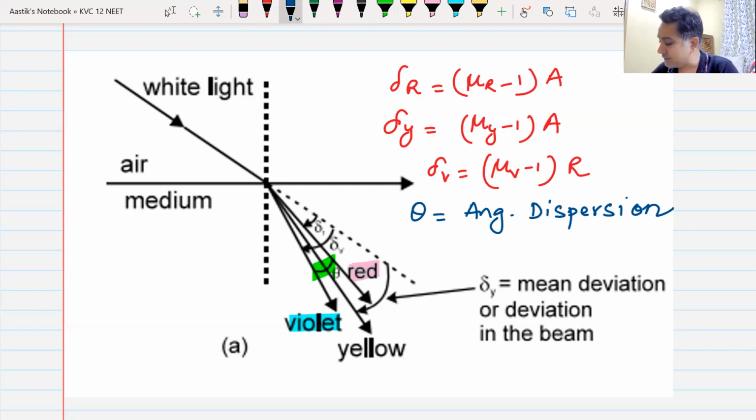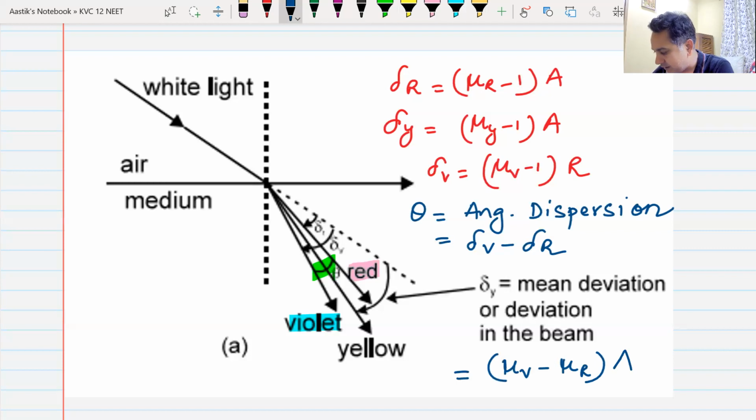The angle between the red and the violet light, or the violet and the red light, is known as angular dispersion. So that will be written as delta V minus delta R, which becomes equal to mu violet minus mu R multiplied by A. Do we understand this?